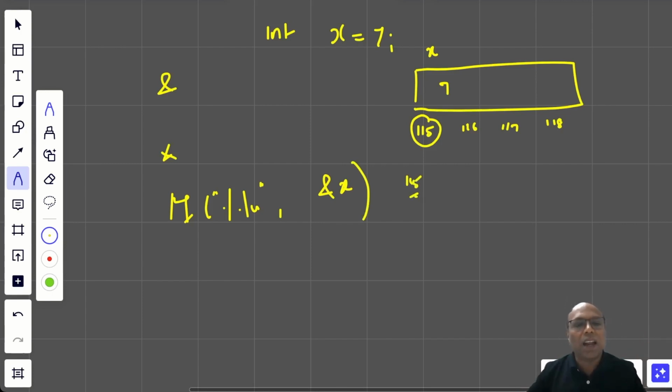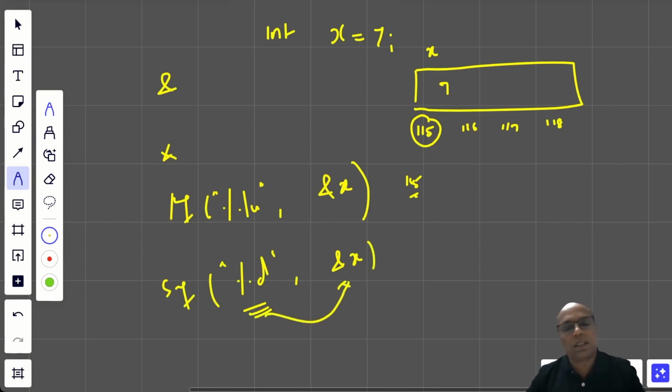Now in the scanf, why did you put &x? Why do you put &x in the scanf? Because when I write scanf("%d", &x), what you're saying is: whatever I scanned, take it to this address and store it there. That's it. Nothing else you are saying. Therefore, while scanning, I need to provide the address.